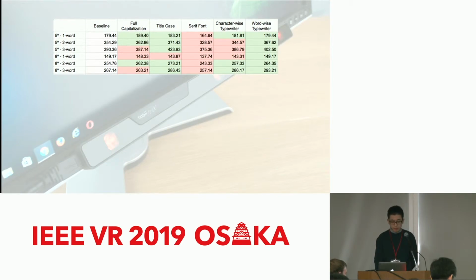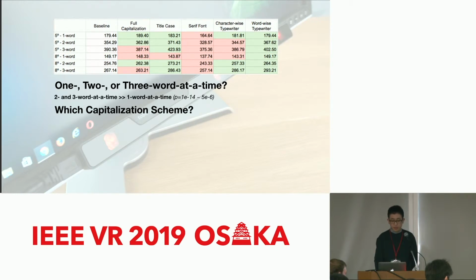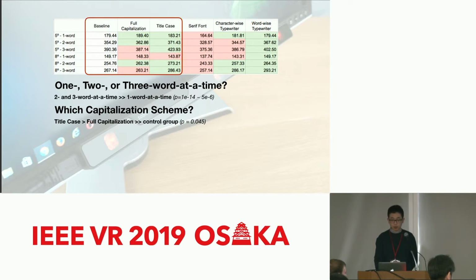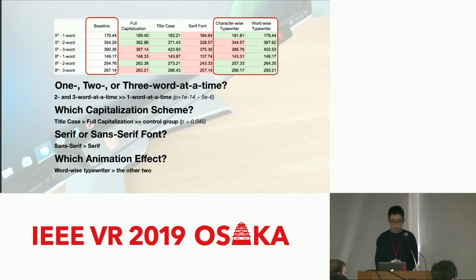Based on the results from study 1, we can then answer the 4 key design questions. For the proper number of words shown at a time, the results show that multiple words shown at a time significantly outperform a single word shown at a time. For the capitalization scheme of text transformation, title case outperforms full capitalization and the control group. For font style of serif or sans-serif, sans-serif outperforms serif font. For applied animation methods, word-wise typewriter animation has better performance over both character-wise typewriter and the control group.